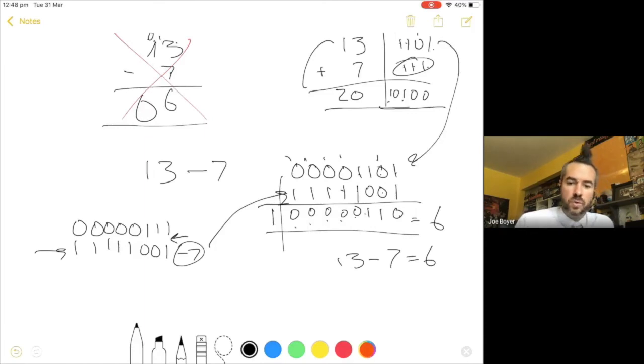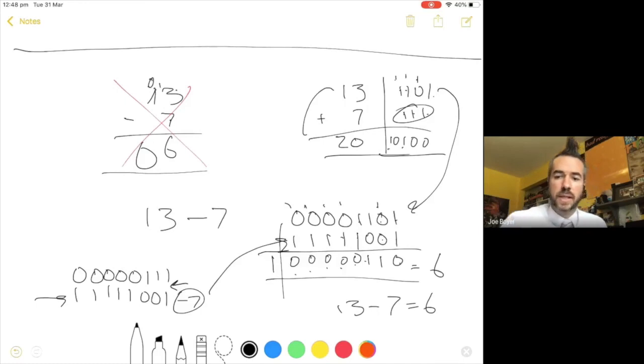6. So I know that you can probably do 13 take 7 in your head and work out that 13 take 7 is 6 and then convert 6 to binary. But the process here works for any numbers. It's the same process that's described in the textbook on page 17. So you can read through those and look for some other ones.